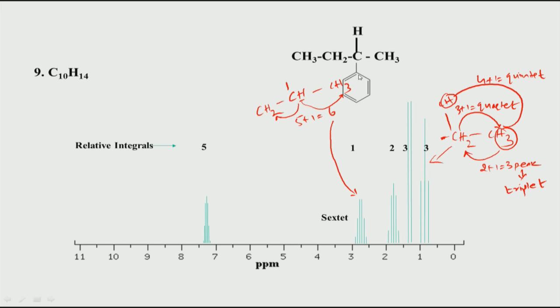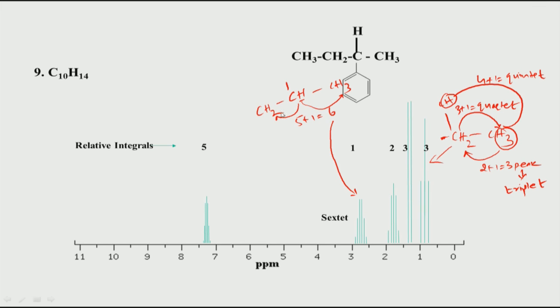Now, because it is attached to an aromatic ring it also causes de-shielding, remember we saw that, and because of the de-shielding, that hydrogen is coming around 3 ppm. Regularly it should come between 1 to 2 or 2.5, but it is coming a little bit downfield shifted because of this aromatic ring. So, this is how this structure matches with the given spectrum.